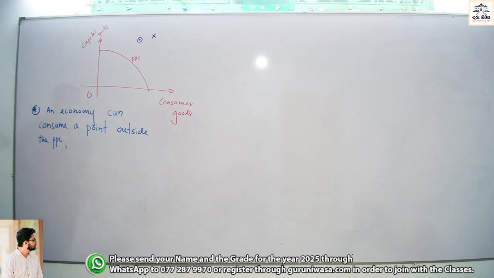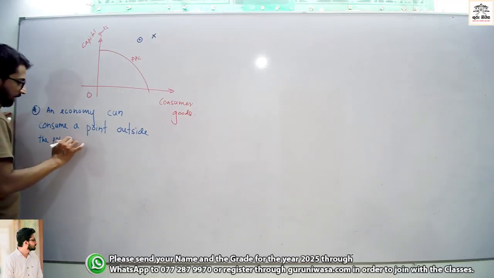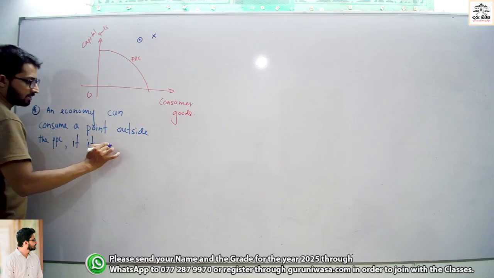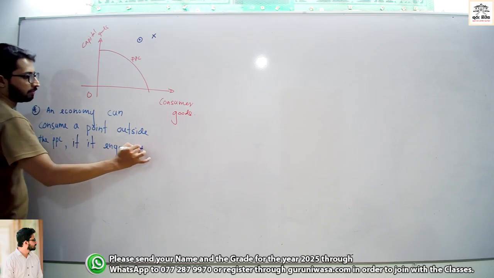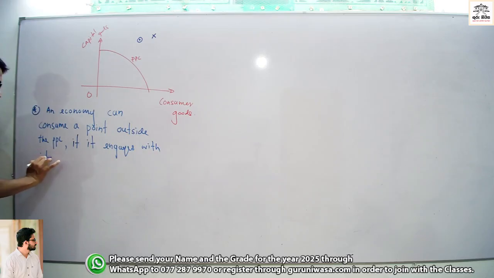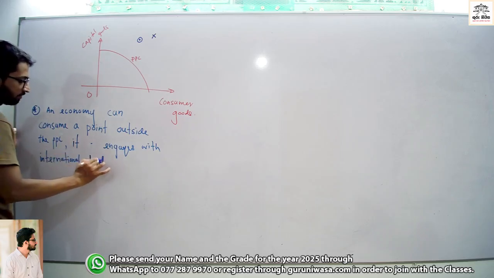How can an economy consume a point outside the PPC? If it engages with international trade. This point will be discussed in detail in grade 13. There's a separate lesson called international trade, comparative and absolute advantage theories. It engages with international trade, or we can say foreign trade.